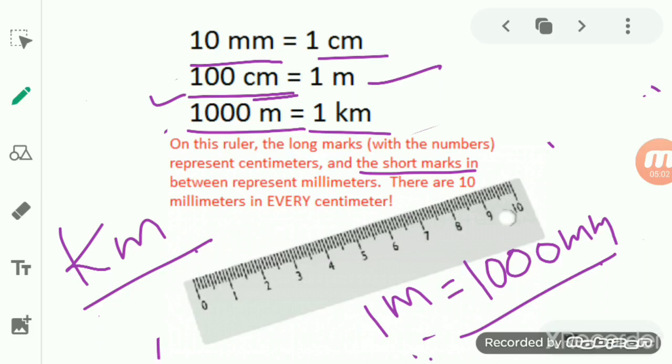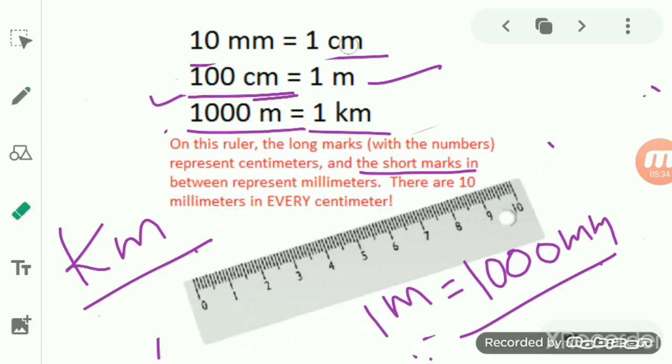Now what is the submultiple unit? The unit which is smaller than the standard unit, like the centimeter or millimeter. It means the centimeter value and the millimeter value are smaller than 1 meter, so we use the term submultiple unit for it. One is the multiple unit, the other is the submultiple unit.